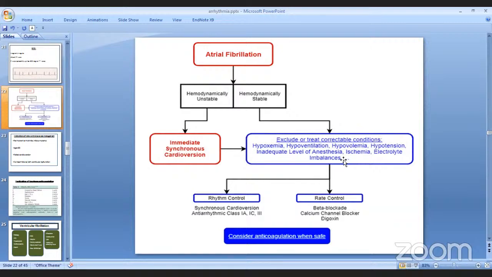Let us suppose we have excluded all of these and there is no way we can treat the patient. Even then, what is the last option? Cardioversion comes. Yes, rhythm control can also be done by giving drugs. Antiarrhythmic drugs: Class 1A, 1C, which are sodium channel blockers, or Class 3, which are potassium channel blockers.